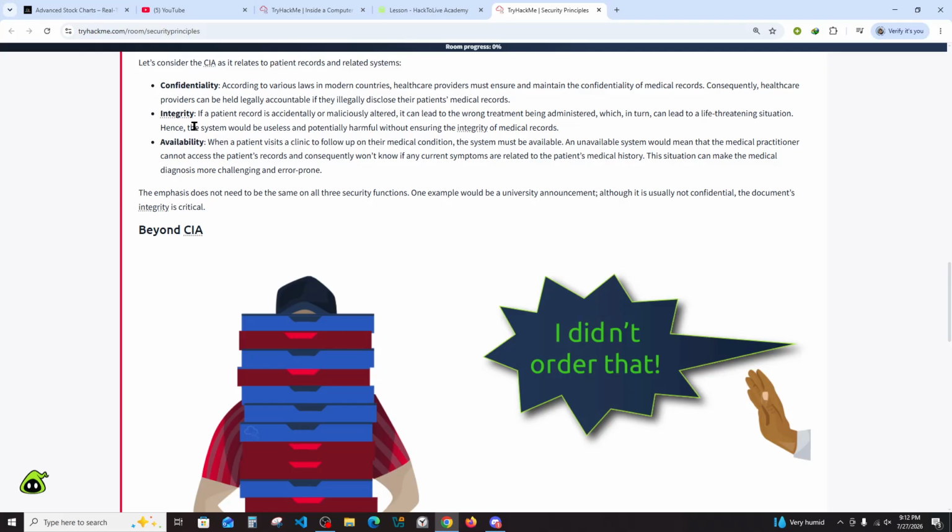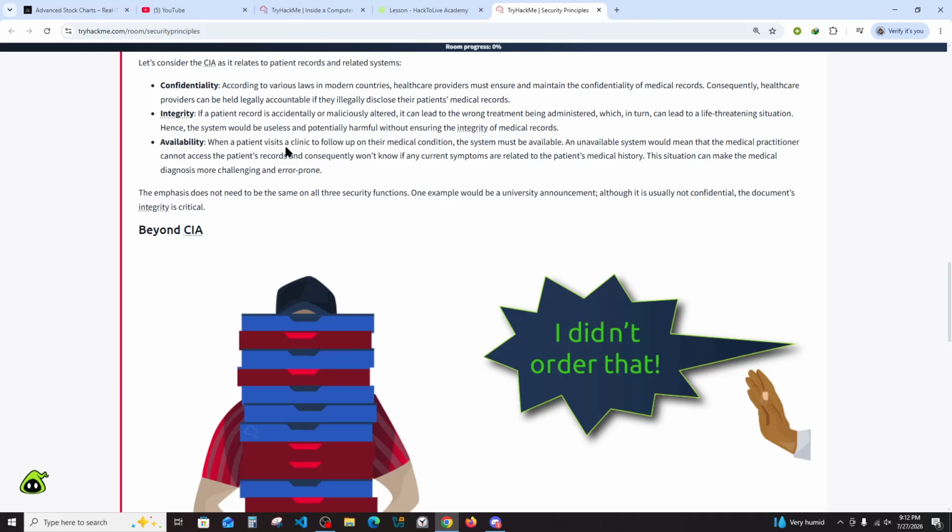Integrity. If a patient record is accidentally or maliciously altered, it can lead to wrong treatment being administered, which in turn can lead to a life-threatening situation. Hence, the system would be useless and potentially harmful without ensuring the integrity of medical records.